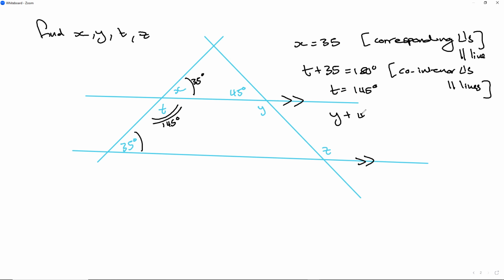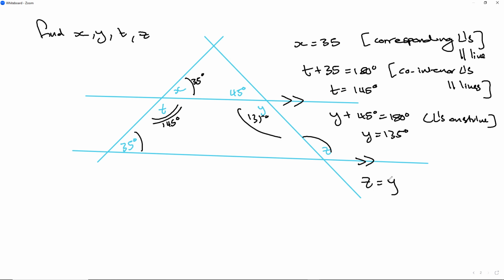y plus 45 equals 180, angles on a straight line add up to 180. So y equals 135 degrees. And then therefore z will equal y, which will equal 135 degrees. And the reason is alternate angles, parallel lines. Okay. All right, so that's just a simple example explaining that from there.